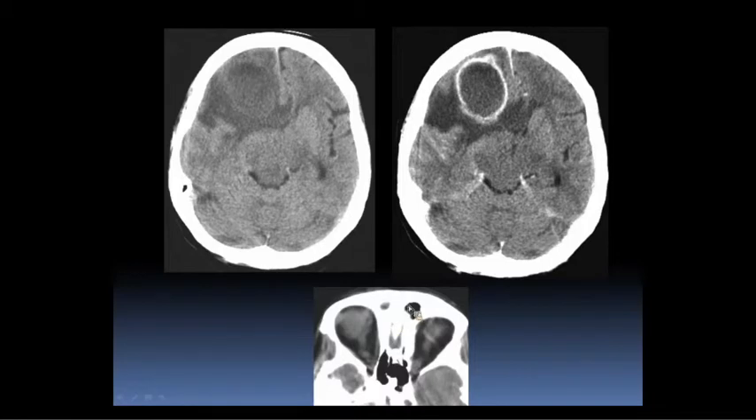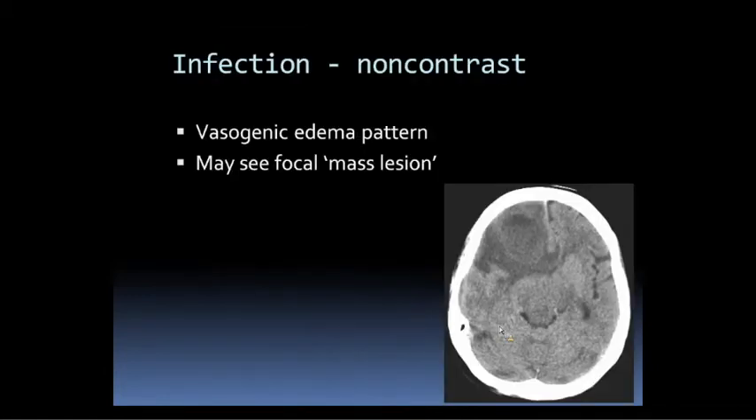You can see really this black air over here in the left frontal sinus, and this right frontal sinus is opacified. So this patient had a frontal sinusitis that led to a cerebral abscess. So how do we know that this is an abscess? Well, a non-contrast is very tough. You'll see vasogenic edema pattern. You may see a focal mass lesion, but it's really similar to a MET or a primary tumor.